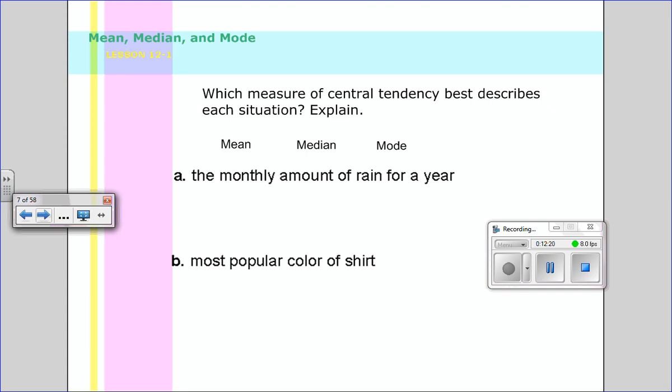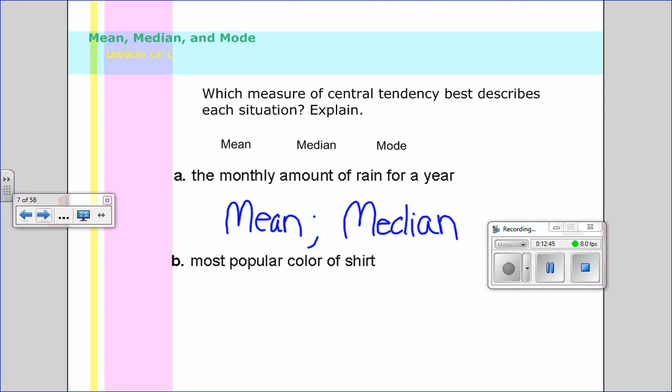So A, the monthly amount of grain for a year. You could go ahead and do this one, and sometimes there's a couple that make sense. The monthly amount of grain for a year could be mean, so you could add up the amounts and then divide by 12 for the months. Otherwise, I would say median as well, because if you have an outlier for a year, it could in fact be median. So I would accept either one of those.